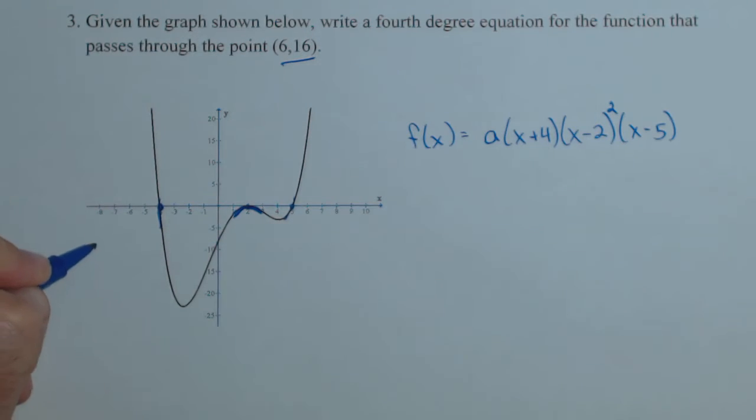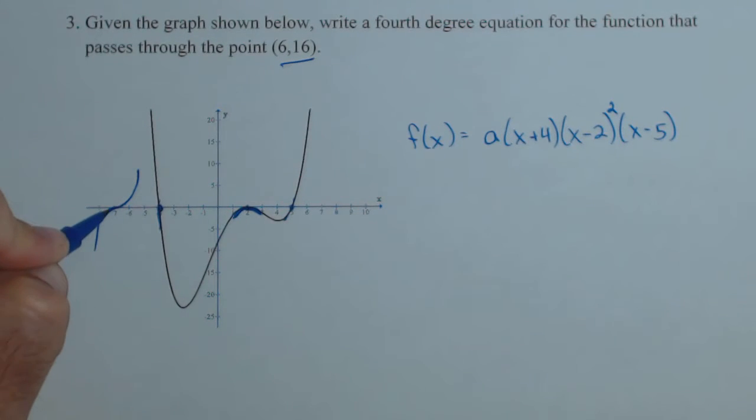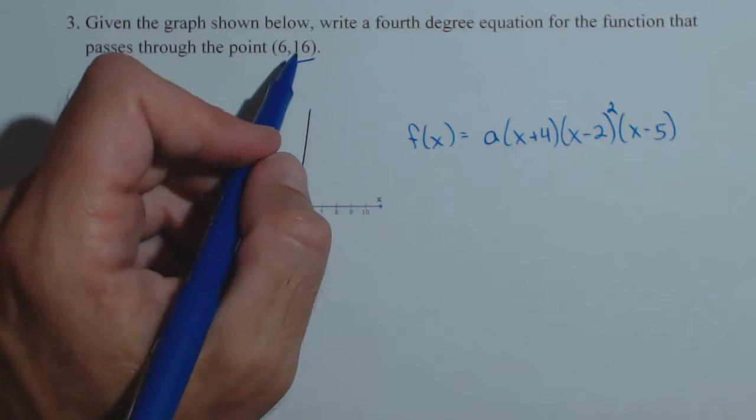If it had done something like this, where it flattens out at the 0 and then keeps going, like an inflection point, then we would have had an odd power and we would have put a 3 as the exponent.